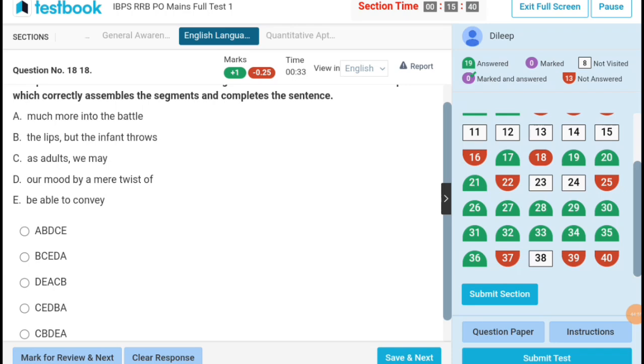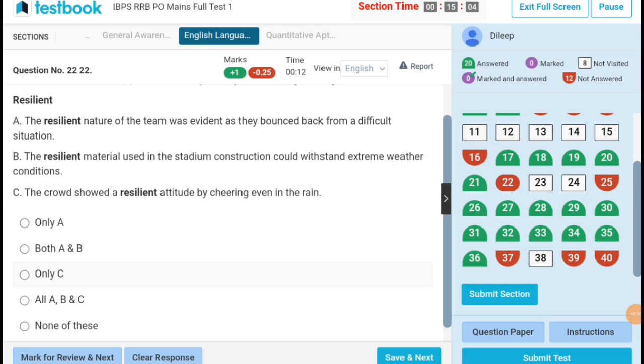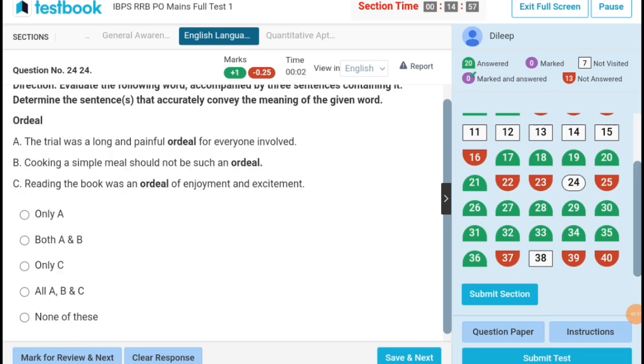The lips but the infant throws. As adults we may be able to convey our meaning with a twist of the lips but the infant throws. The resilient nature of the team was evident. Says an ordeal. The trial was long and painful.